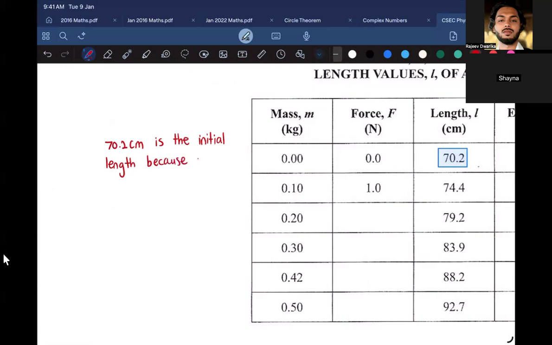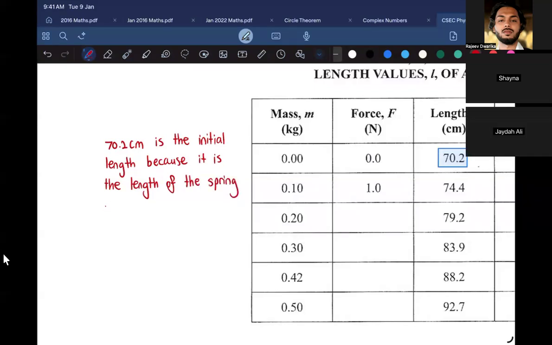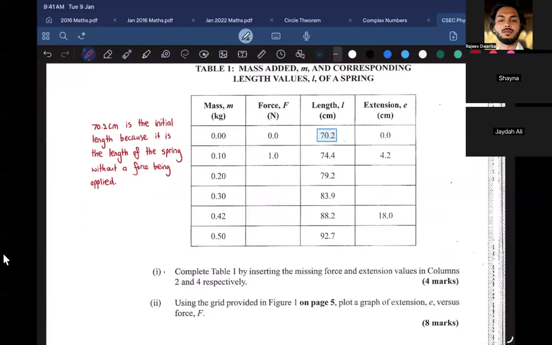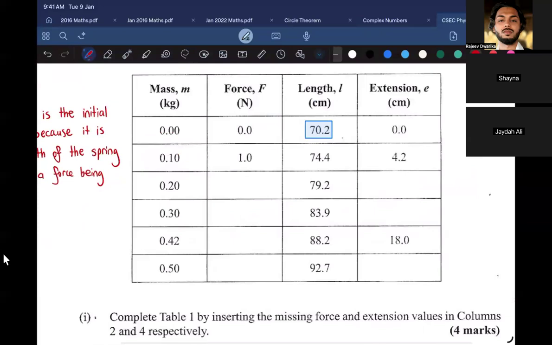because it is the length of the spring without a force being applied. So let me know if you understand that. Yes, sir. Great. All right.